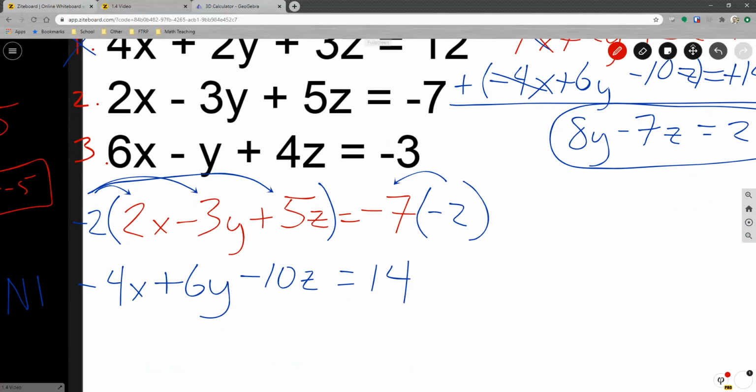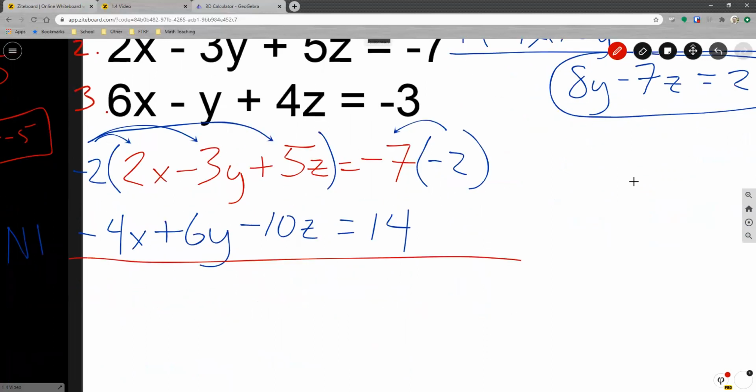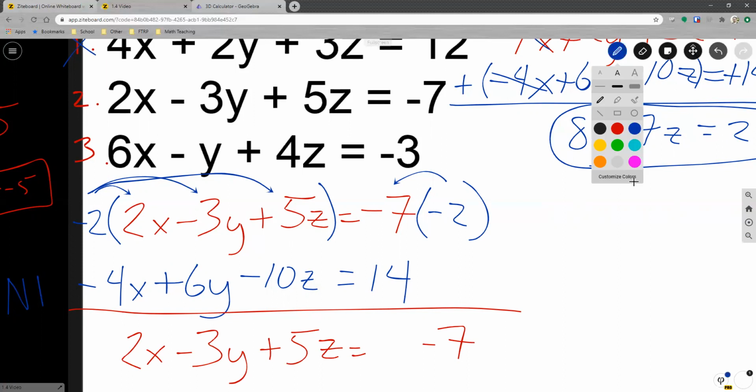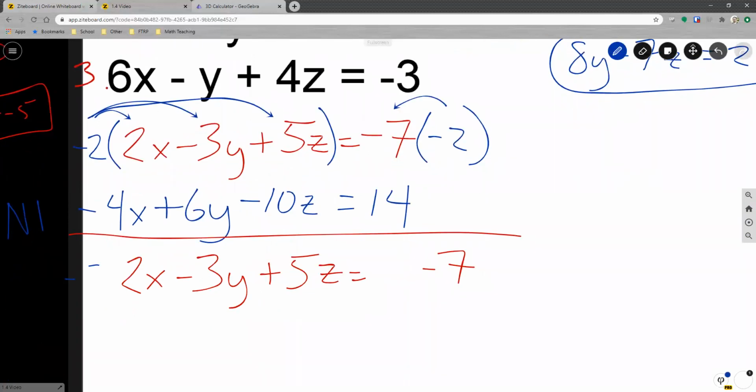So I'm going to put a line here. That was my work for the new equation number 1. I'm going to now have new equation number 2. I'm taking my original equation 2, and what I'm doing now is multiplying it by -3, because my goal is to get a -6 for that leading value. Again, I'm putting it in parentheses to keep track of everything.